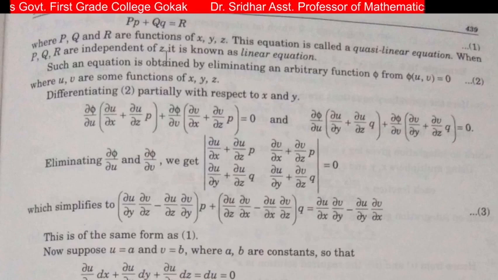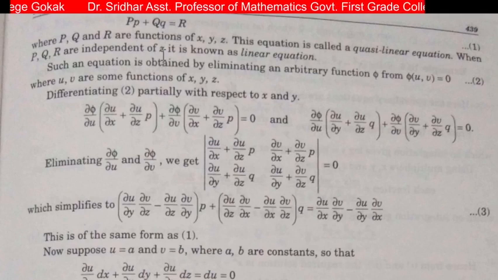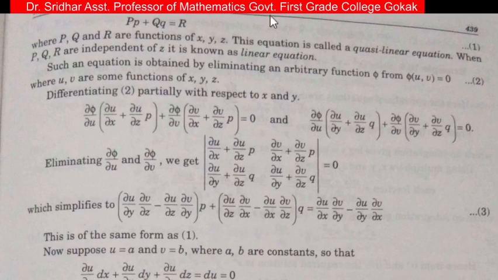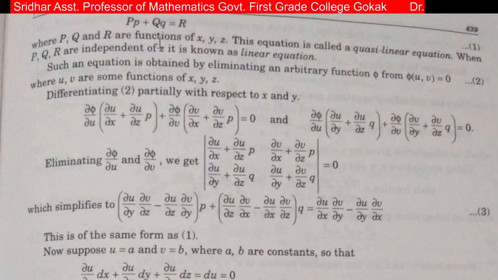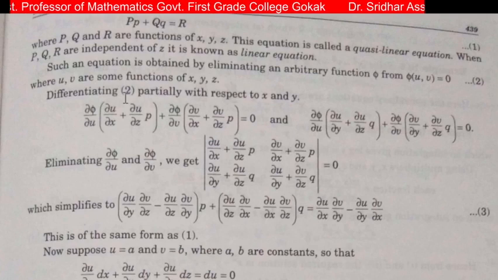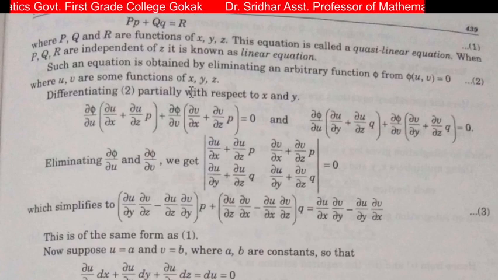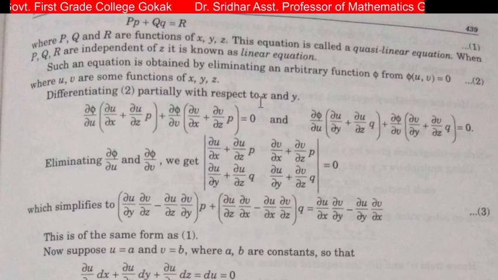Now to solve this equation, we need an auxiliary equation. So today we derive the auxiliary equation to solve Lagrange's equation. Call this equation 1. Now let u, v be the solution of this equation 1, where u and v are some functions of x, y, z.